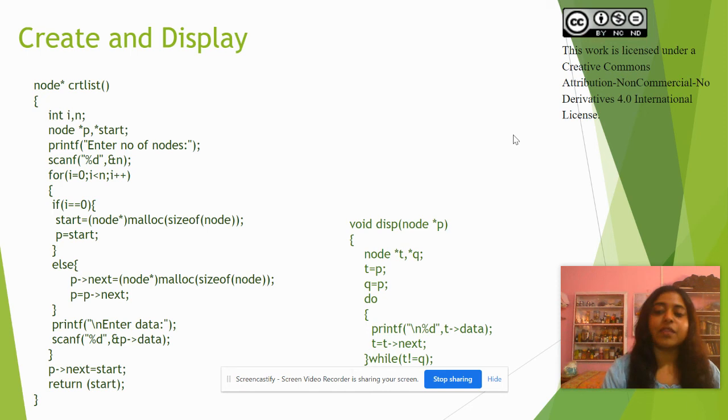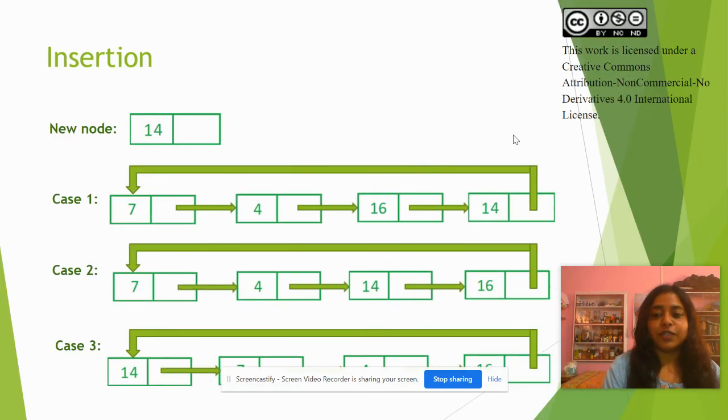In case of displaying a circular linked list, there is also a difference: instead of reaching null, we have to return to the first node. So until we reach the first node again, the contents of the nodes will be displayed, which is noted by this function.